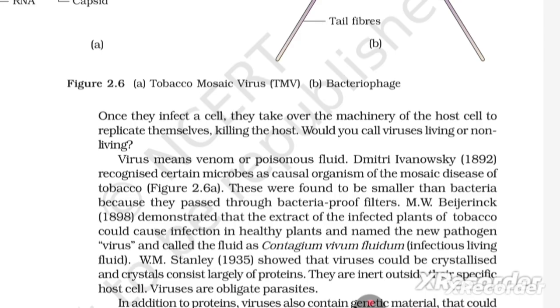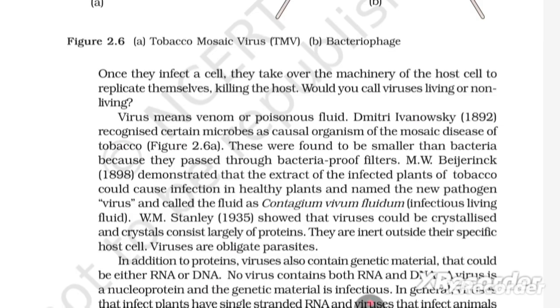M.W. Beijerinck, in 1898, demonstrated that the extract of the infected tobacco plant could cause infection in a healthy plant, and named the new pathogen virus and called the fluid Contagium vivum fluidum, infectious living fluid. W.M. Stanley in 1935 showed that viruses could be crystalline and the crystals consist largely of protein. They are inert outside the specific host cell. Viruses are obligate parasites.